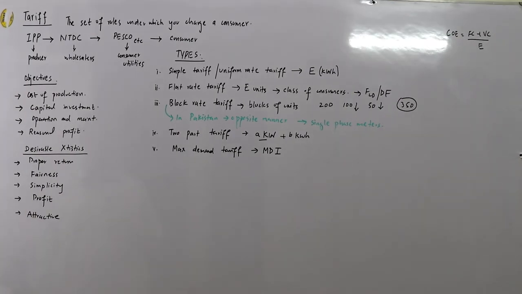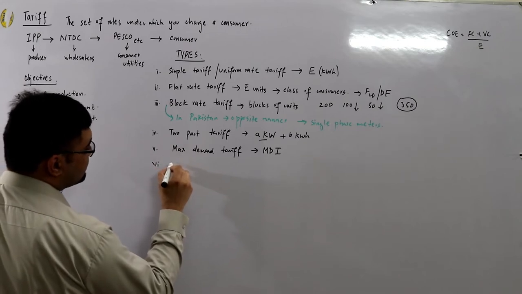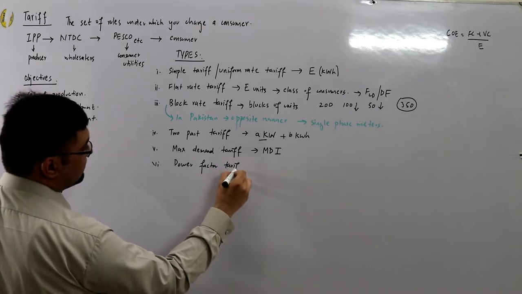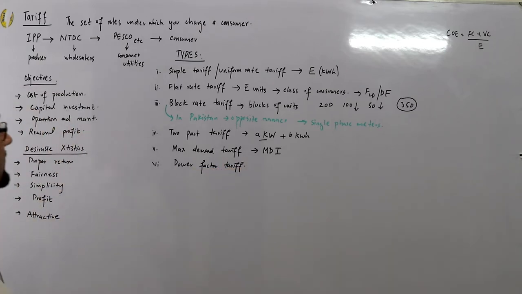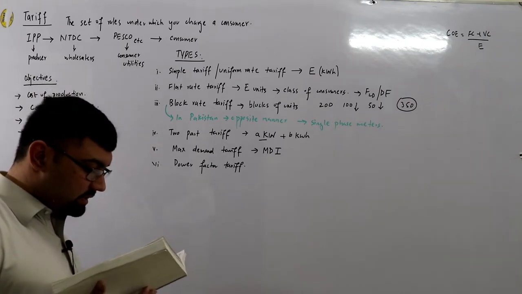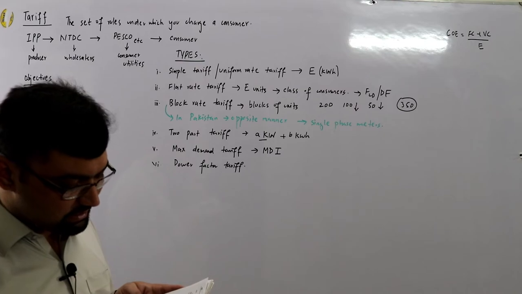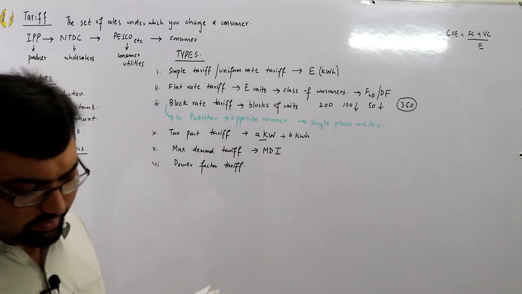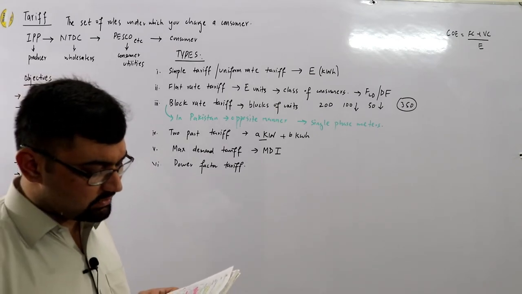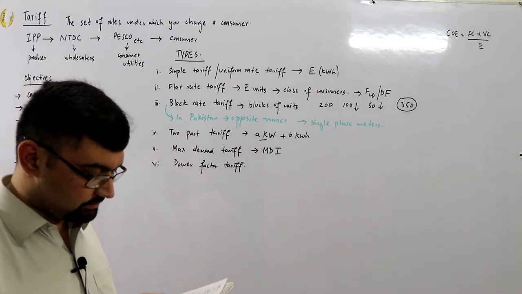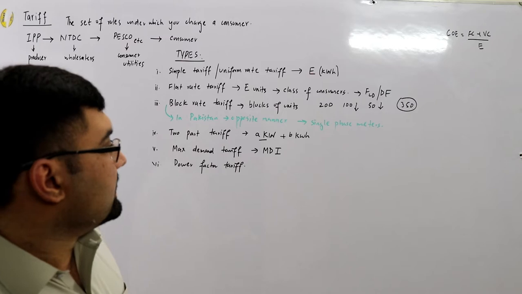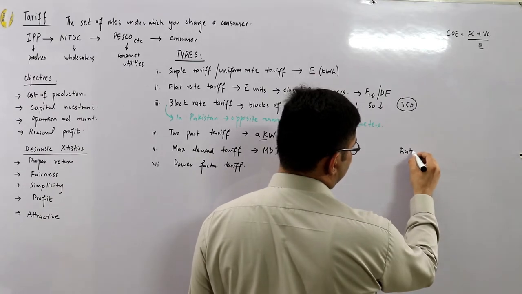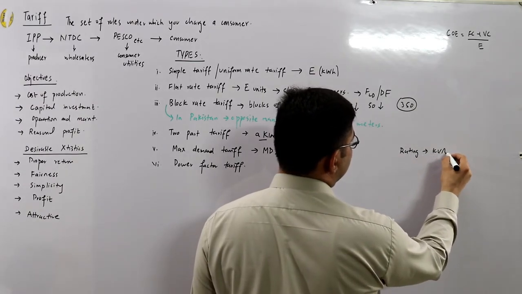Now, the next is what? The sixth. It's the power factor tariff. Although we have not seen the power factor, I would try to talk a little bit about it. Power factor tariff states what? The tariff in which the power factor of the consumer's load is taken into consideration is known as power factor tariff. So basically, a low power factor increases the rating of the station equipment required. Rating is basically in KVAs.